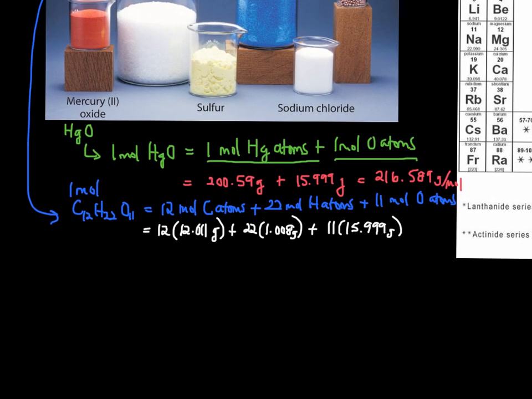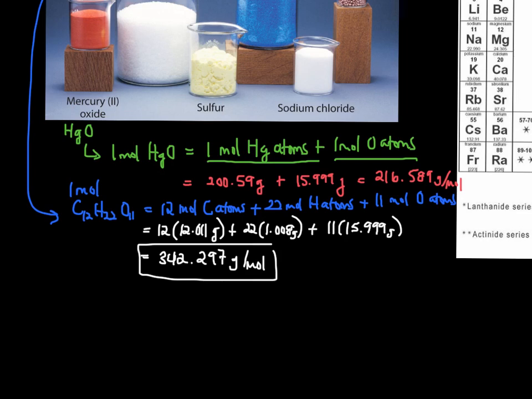So if you look on your periodic table, you will find that a mole of carbon weighs 12.011 grams, and you have 12 moles of carbon in a mole of sucrose. 1.008 grams would be a mole of hydrogen atoms, and you have 22 moles of those. And then oxygen is 15.999 grams per mole, and you have 11 moles of that. You would end up, if you did the math on this correctly, with a molar mass for sucrose of 342.297 grams per mole. So if I wanted to weigh out a mole of sucrose, I would have to weigh out 342.297 grams of it.